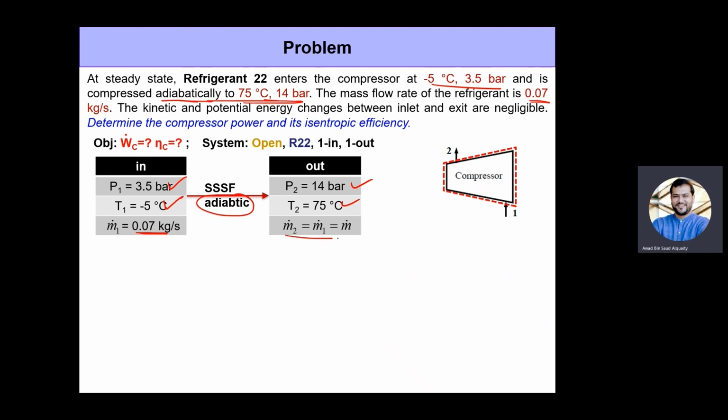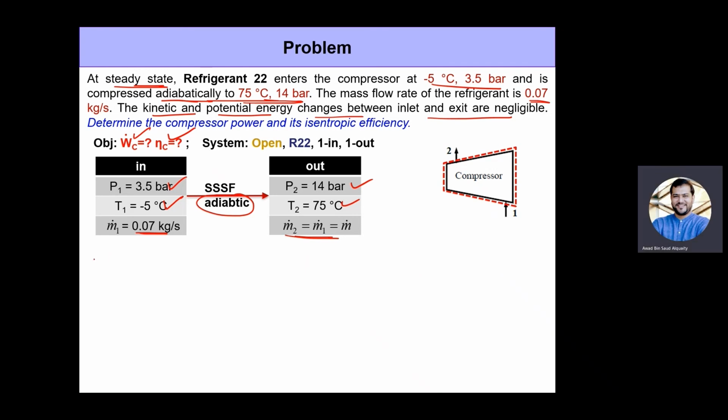We know that it's a steady state, steady flow system because it says steady state here. Otherwise, without that also, we know that compressors are always steady state, steady flow systems. So we can say m2 dot is equal to m1 dot is equal to m dot, right? The mass that comes in should be equal to the one that goes out. The usual suspects, the kinetic and potential energy changes, we can neglect. For this problem, we need to do two things. We need to first determine compressor power, and second, determine the isentropic efficiency of the compressor. So this is again a very straightforward problem.